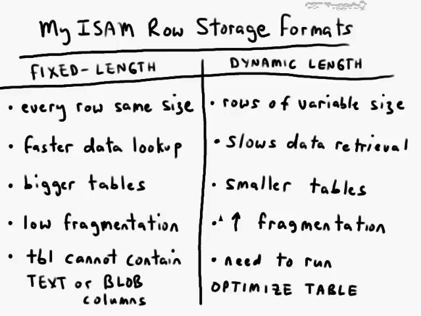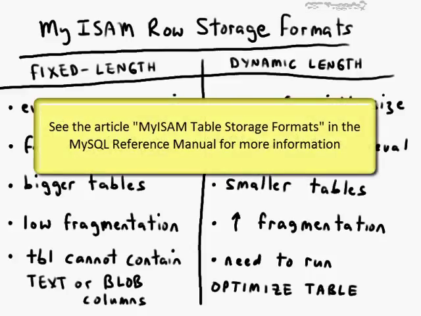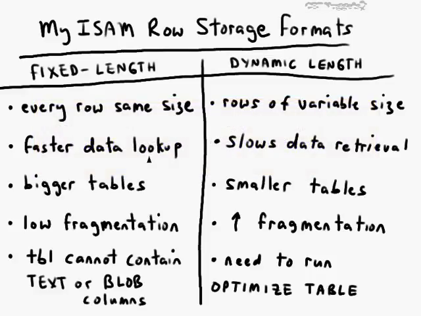MyISAM row storage formats. The final aspect of MyISAM optimization we'll look at before moving to InnoDB and then our demo is this notion of row storage formats. There are actually 3 different formats. I've only covered 2 on the whiteboard. However, we'll discuss the third now and cover it in the upcoming demo. First, a heads up: there's a great article in the MySQL reference manual that covers the MyISAM table storage formats. You might want to check it out for a detailed exposition of what I'm teaching you now. However, I'm giving you all the need-to-know info, no question about it.